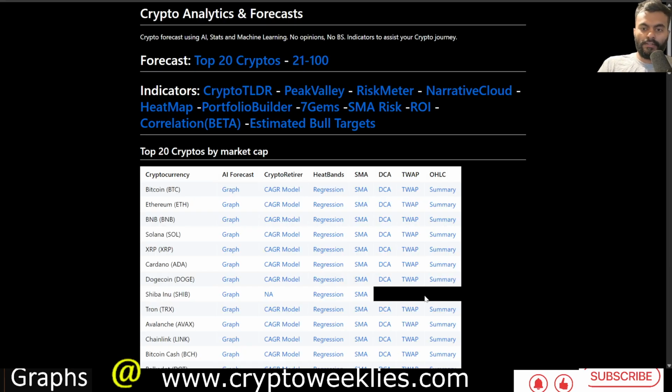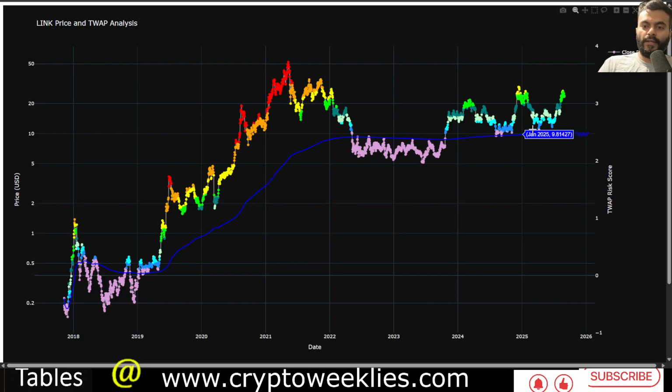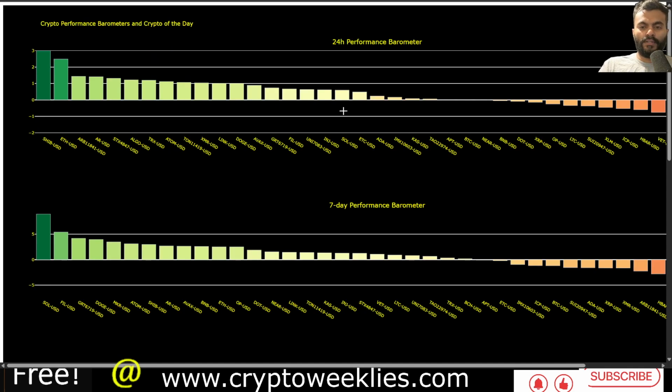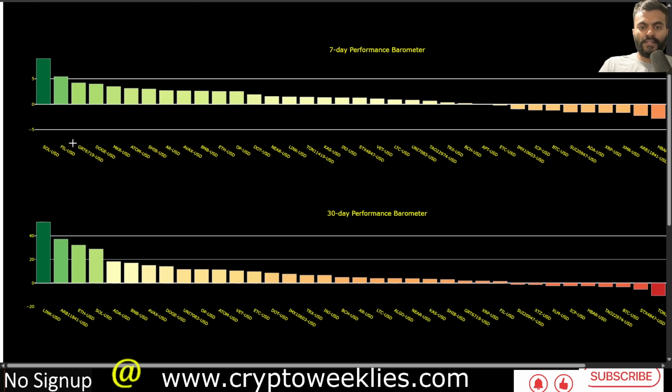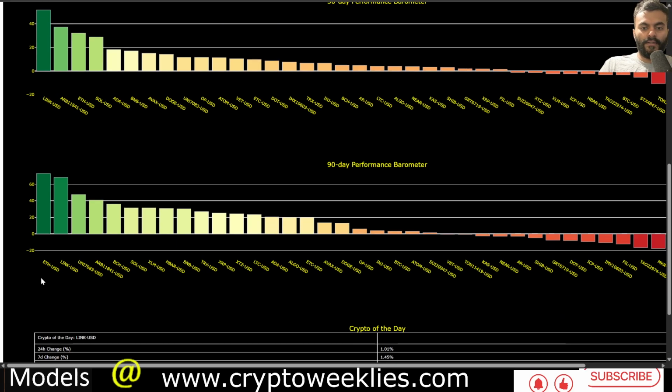That's why it's not gaining much traction right now in terms of the popular narratives. Link held this time weighted average price as a support twice in 2025 and a couple of times in 2024 as well. That's why it's one of the leading cryptos. You can check out what is leading right now. These are the performances over the last 24 hours, 7 days, 30 days. Link is leading over 90 days, at the second spot.